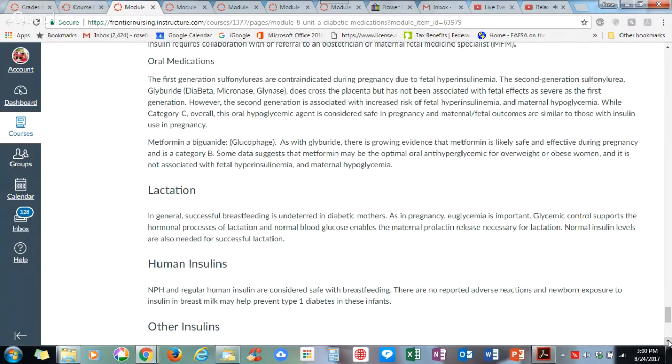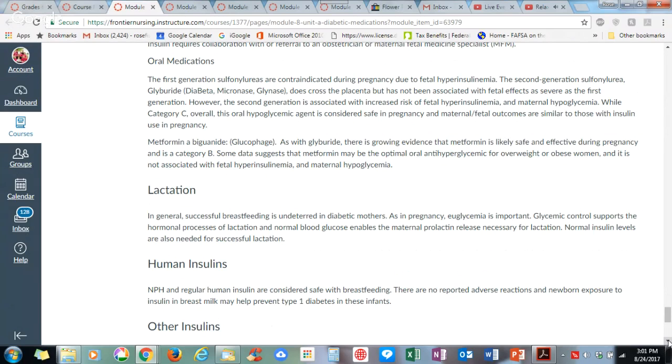Metformin, a biguanide or Glucophage, as with glyburide, there is growing evidence that metformin is likely safe and effective during pregnancy and is a Category B. Some data suggest that metformin may be the optimal oral anti-hyperglycemic for overweight or obese women, and it's not associated with fetal hyperinsulinemia and maternal hypoglycemia.